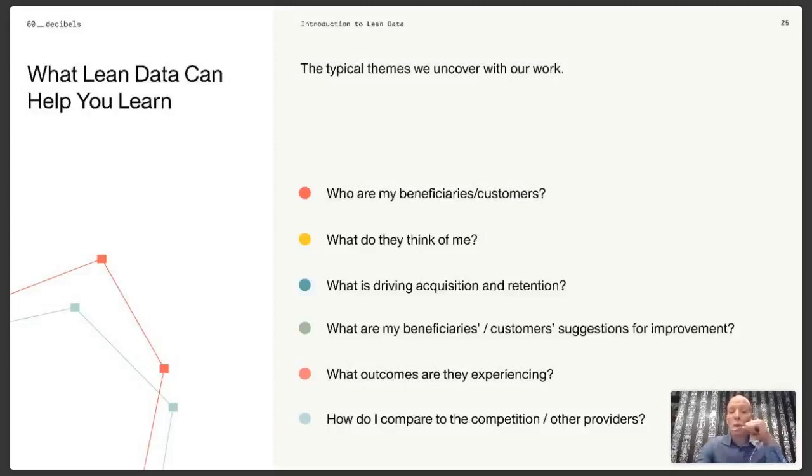Overall, what do they think of me? This is where open-ended questions are really valuable. Why do they come to me, whether as a customer or as a beneficiary? Do they hear from me? Do they hear from sales agents? Do they hear from their friends or family members? What do they think can improve? Obviously, what outcomes are they experiencing? We spend most of our time trying to gather this data. And finally, how do I compare to competitors or how do I compare to other providers?